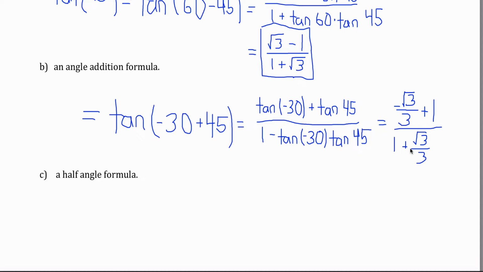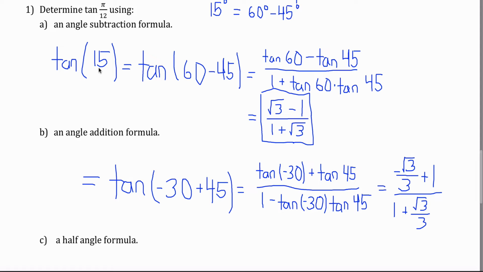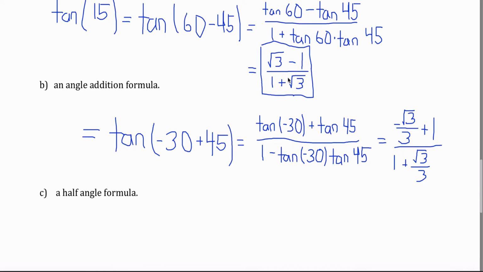But I feel like the good teacherly thing to do is to show how this answer is the same as this answer, because I'm figuring out the same thing, right? In either case, I'm finding the tangent of 15 degrees. So I better be getting the same thing no matter which formula I use. And it's not obvious at all how this is equal to this. But I think you can get there pretty quickly if we take this fraction here and you multiply the top and the bottom by 3.